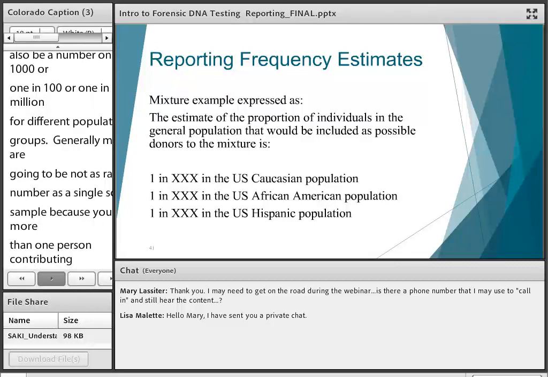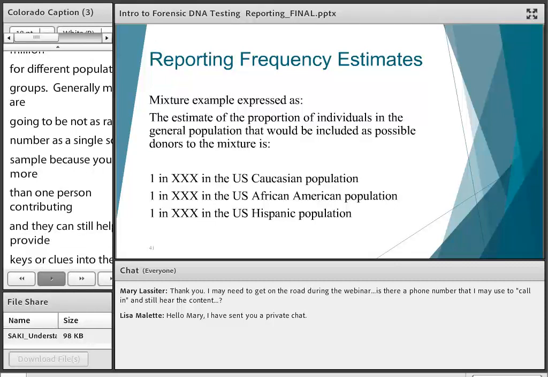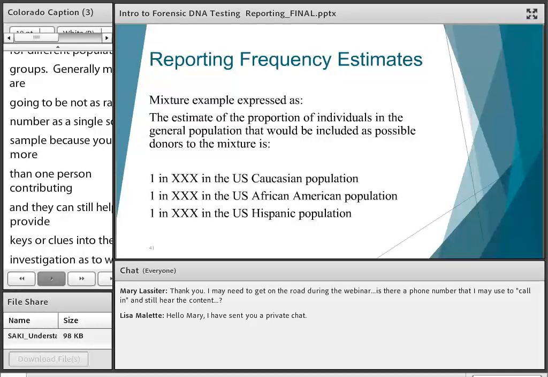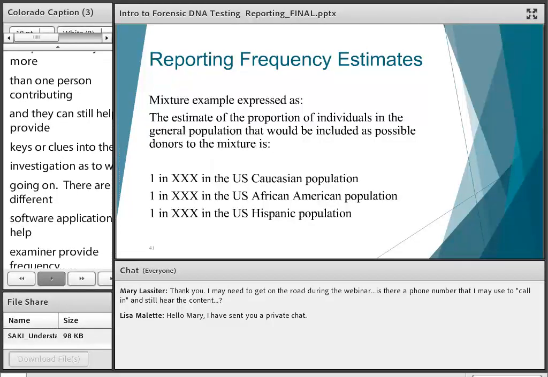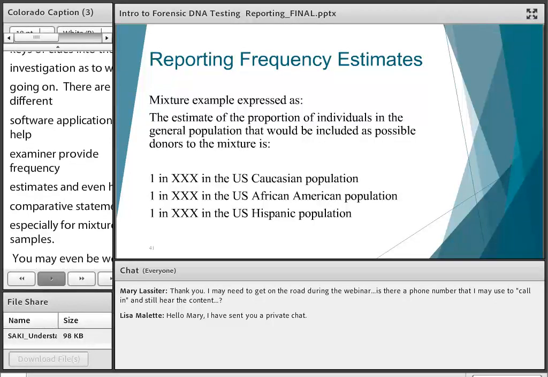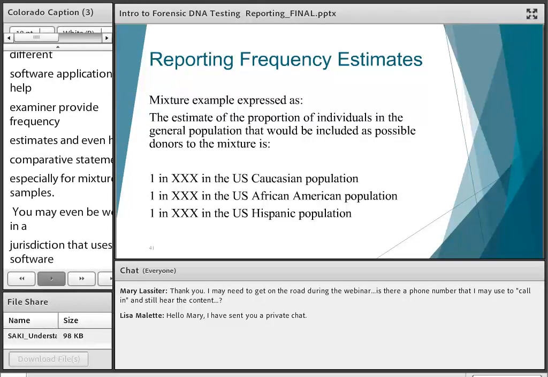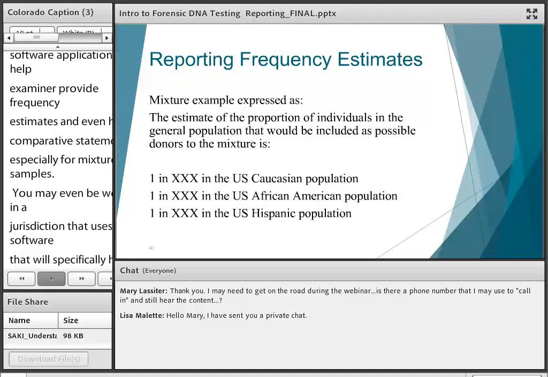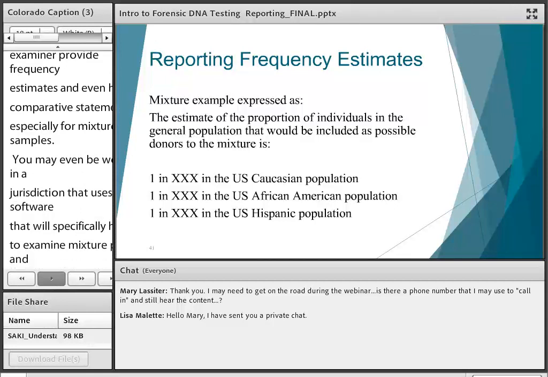There are different manual and software applications that help the examiner provide frequency estimates and even help with comparative statements, especially for mixture samples. So you may even be working in a jurisdiction that uses software that will specifically be helping to examine mixture profiles and determine an appropriate frequency estimate to provide.